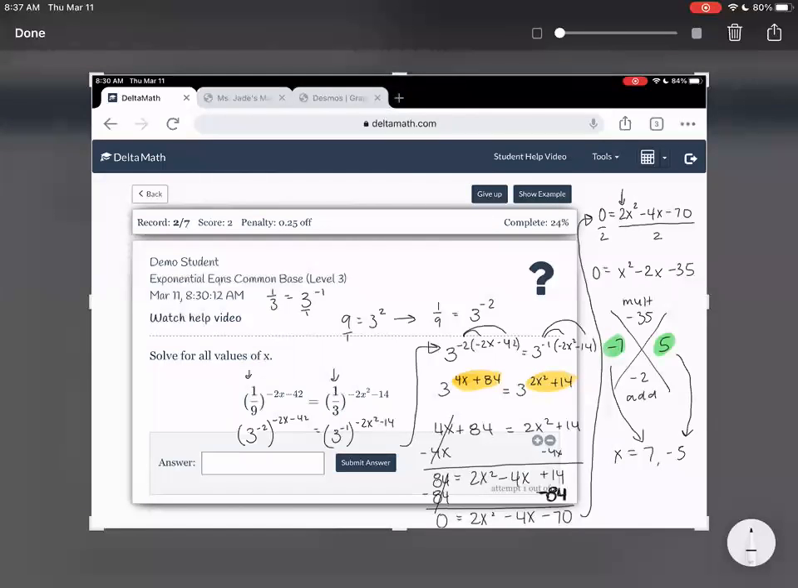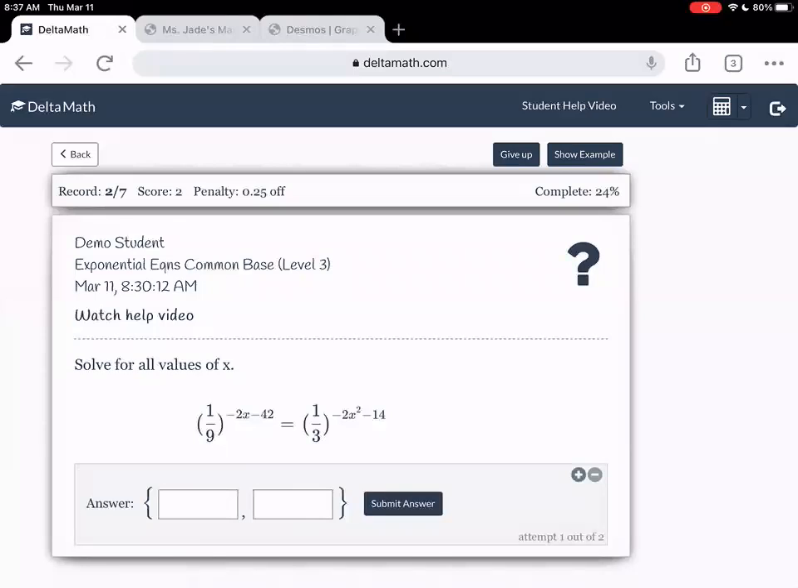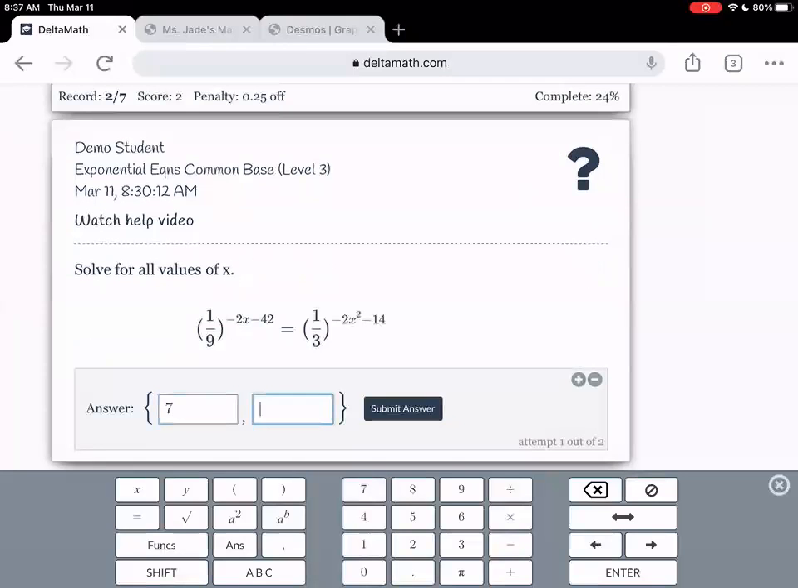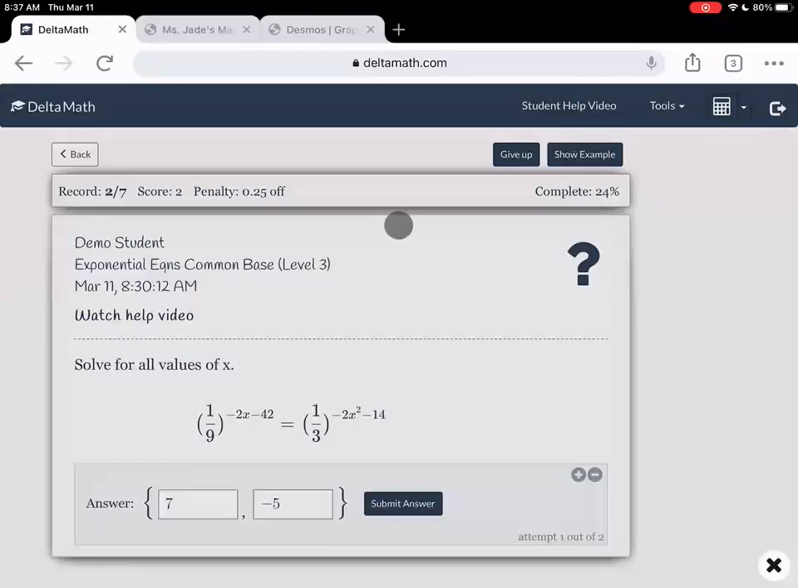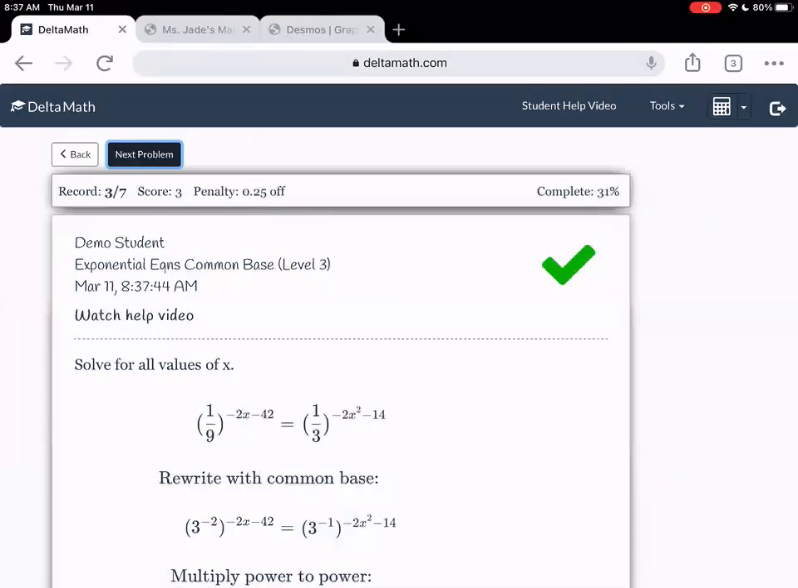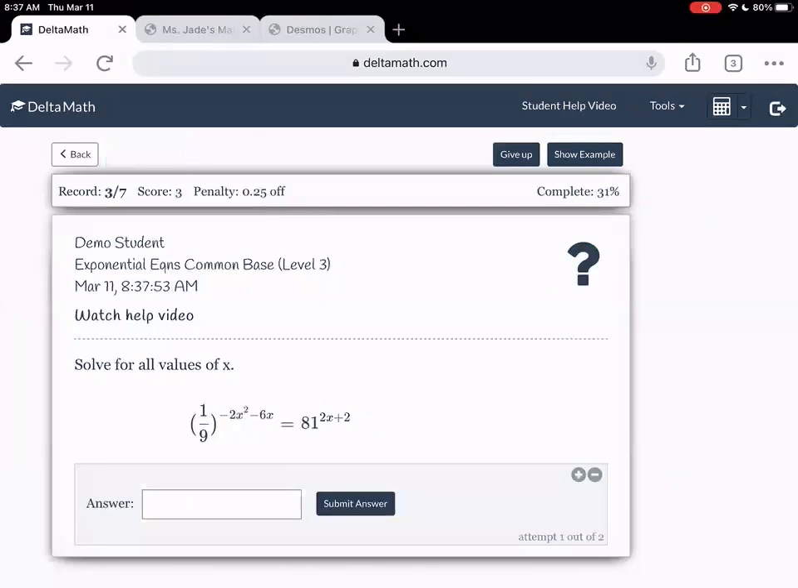Let's go ahead and enter 7 and negative 5 into Delta Math. Remember to make a second box and then type in your answers. And let's see. Cool. Okay, so we got three examples from this category. So that should be enough, hopefully. And if not, remember there's always the show example button and the watch help video button. And we still have plenty of time for you to ask for help in the breakout rooms. So I'm going to end the recording here.